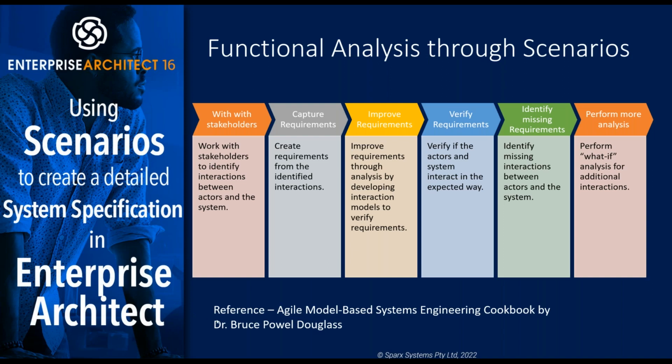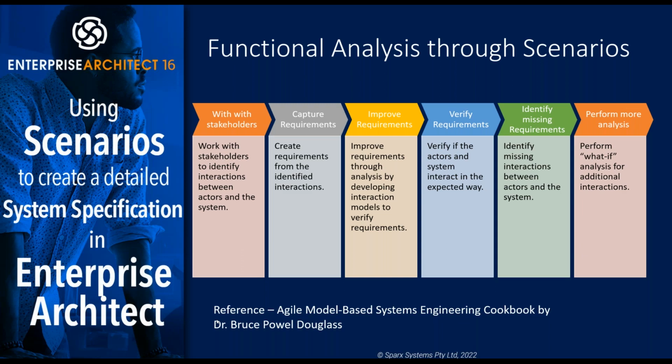firstly, when you want to capture requirements, we begin with engaging all the relevant stakeholders. So we have to work with the stakeholders and identify the interaction between the actors and the systems. When we say scenarios, it's all about the interaction between the actors and the system that is about to be developed. Once we identify the interactions, we can capture the requirements from these interactions, right? And then we have to improve these requirements. That's where we have to model the scenarios. And using the sequence diagram, we can analyze if all the interactions are working the way they are supposed to work. Are there any missing interactions, etc.